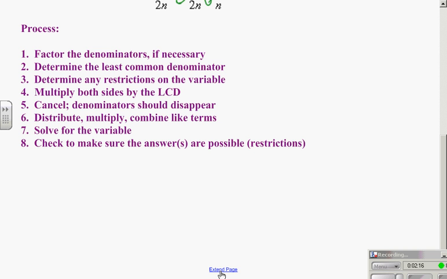Then we're going to multiply both sides by the least common denominator. We're not going to make a common denominator like we did with rational expressions. We're actually going to clear out our denominators. We're going to do our canceling. The denominator should disappear. We're going to distribute, multiply, combine like terms with what's left. Go ahead and solve for the variable, which is a straightforward Algebra 1 problem, usually. Might require quadratic, might require factoring if you have a squared term. And then we're going to check to make sure the answers are possible. Check against your restrictions to make sure that your answers don't include restrictions. And you could always put your answer back into the original and see if it works.